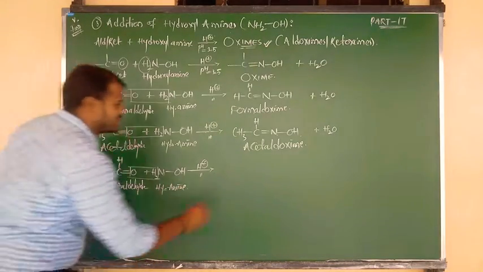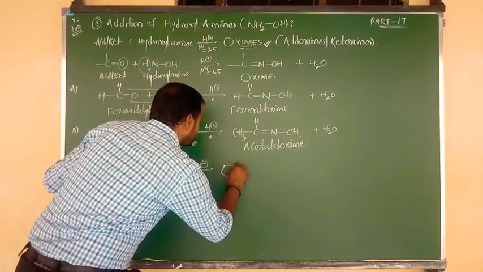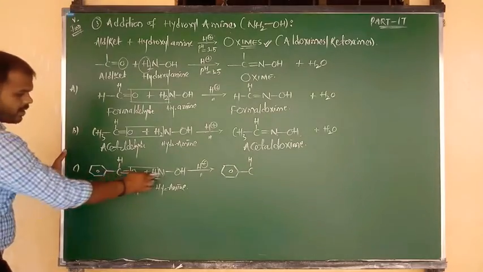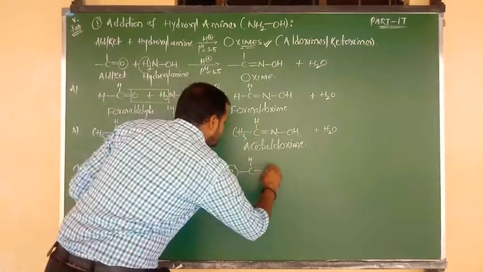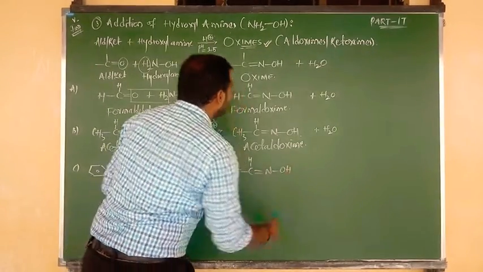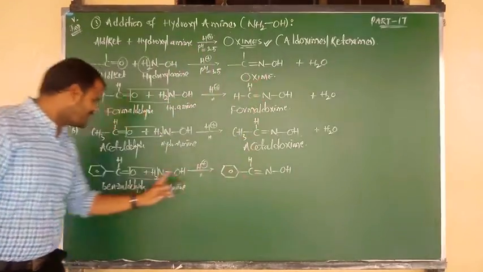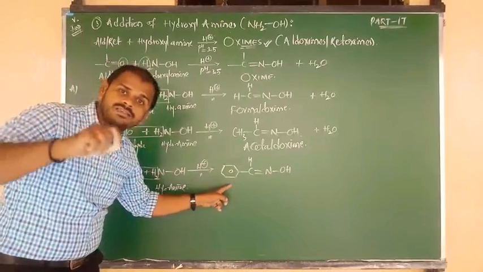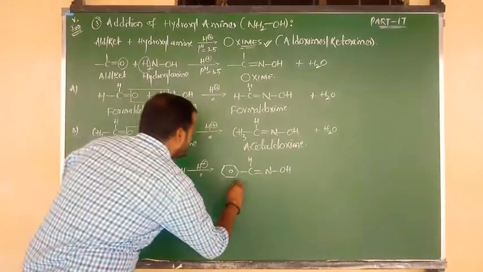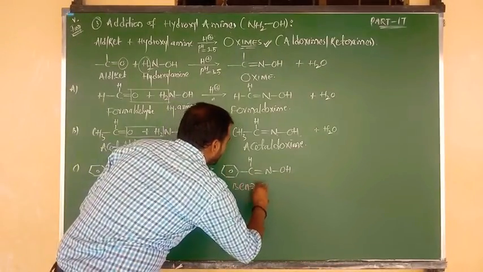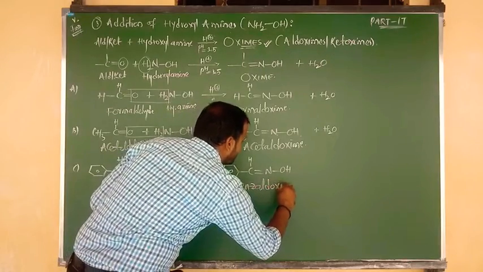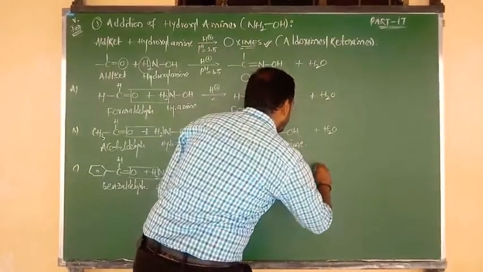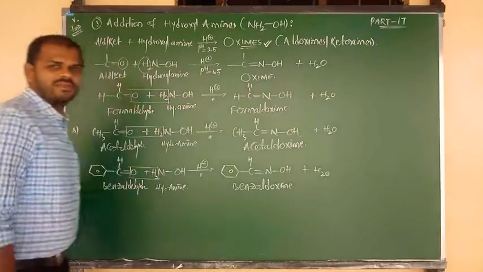Benzene bonded to CH. After the loss of oxygen, C double bond N connected to OH. C double bond N connected to OH means you are getting an oxime. But the oxime coming from where? Benzaldehyde. So we can say benzaldehyde oxime, and the short name is called benzaldoxime. So again, what is eliminated here, Nana? Water molecule.